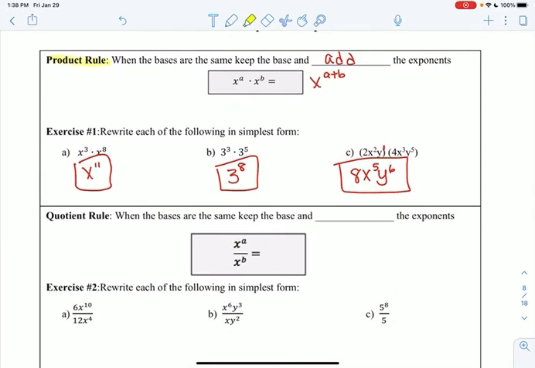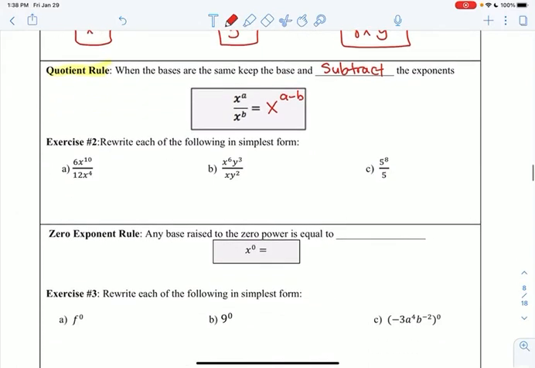Quotient rule. Quotient means you're dividing. So when the bases are the same, you keep the base and you subtract the exponents. So x to the a over x to the b equals x to the a minus b. What does that look like with problems? So on A, 6 and 12, I'm just going to reduce that fraction. So that's going to be 1/2. And I have x to the 10th divided by x to the 4th. So I keep the base and I subtract those exponents.